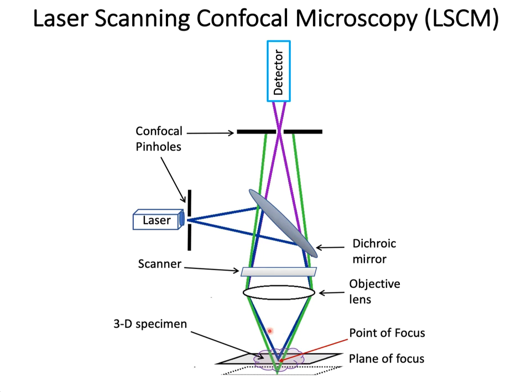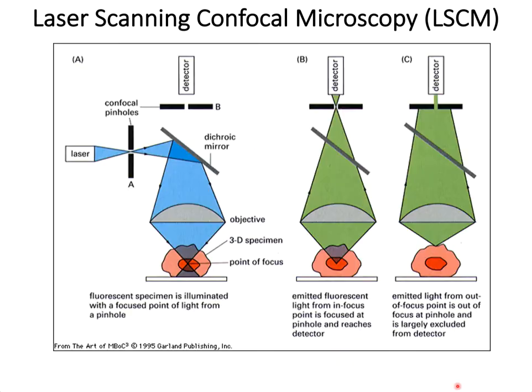The fluorescent light from the specimen, shown in green, passes back through the objective lens, the dichroic mirror, and through another pinhole to be collected by the detector. You can see that the pinhole rejects the out of focus light. So here is another illustration.